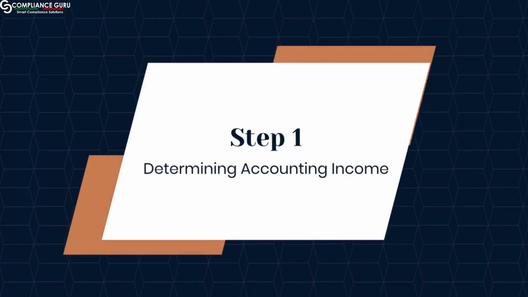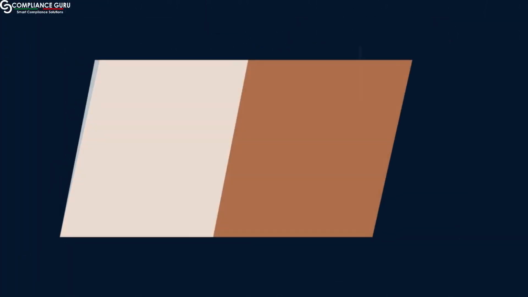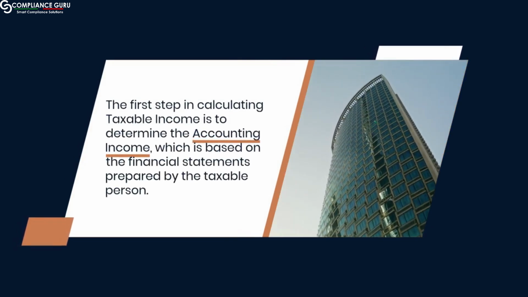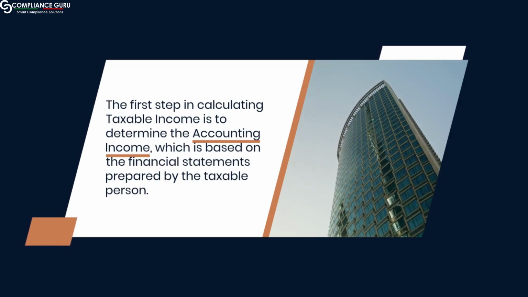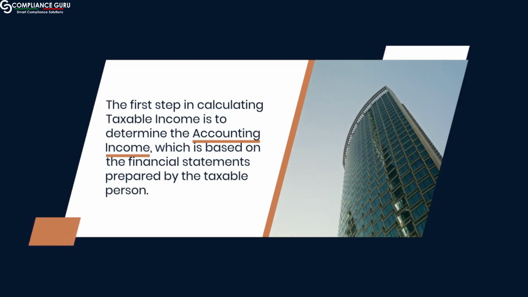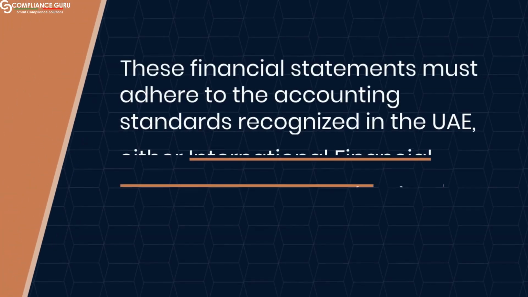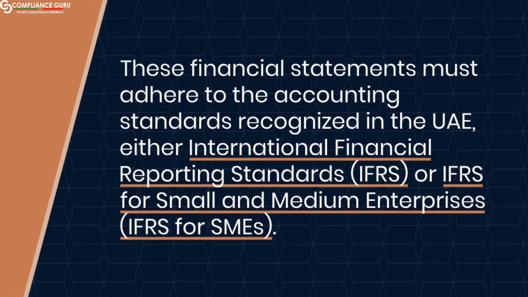Step 1. Determining accounting income. The first step in calculating taxable income is to determine the accounting income, which is based on the financial statements prepared by the taxable person. These financial statements must adhere to the accounting standards recognized in the UAE, either International Financial Reporting Standards, IFRS, or IFRS for Small and Medium Enterprises, IFRS for SMEs.